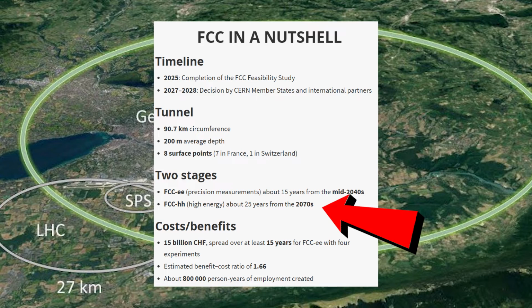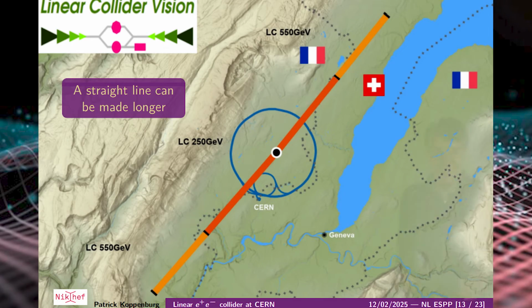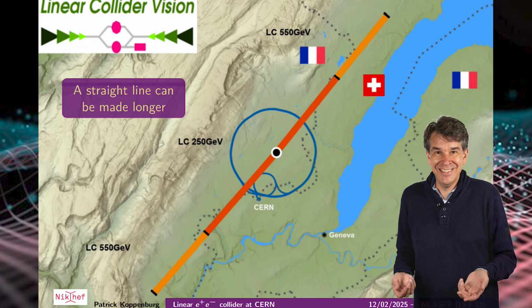Many experimentalists see this as an unacceptable situation, and one that could lead to an exodus of young researchers from the field. As such, many experimentalists, including my former colleague Patrick Koppenburg, favour the building of a linear collider at CERN, after the LHC. Such a collider would be able to smash together electrons and positrons at a range of energies, up to, and perhaps exceeding, 500 GeV.